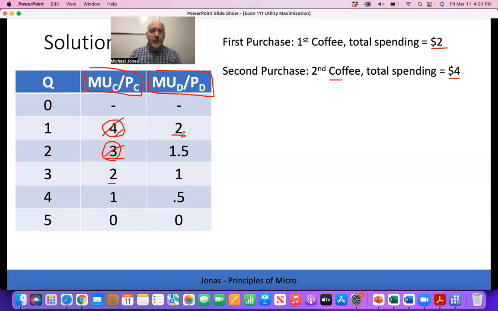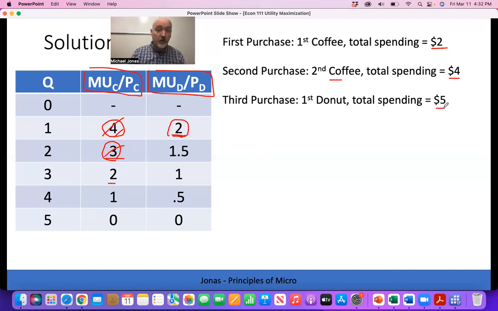The utility per dollar is equal between the third cup of coffee and the second donut. So there's no wrong answer between the two, but just to mix it up, let's imagine our consumer makes that third purchase, their first donut, and they spent $1. So total spending is now $5. We get the idea. We just keep going, right?